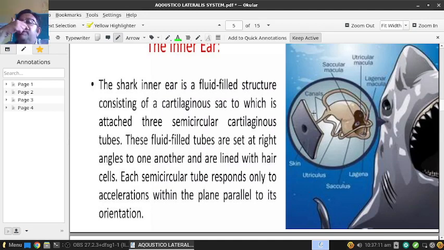The utriculus can be divided. Then you have the lagena, macula. So these are basically all these semicircular canals, 3 of them. One here, one here, and one here.